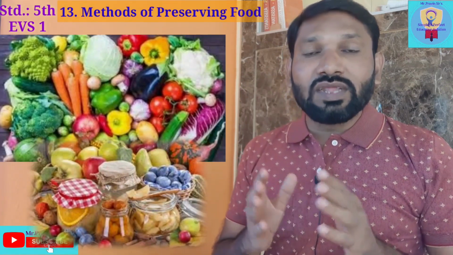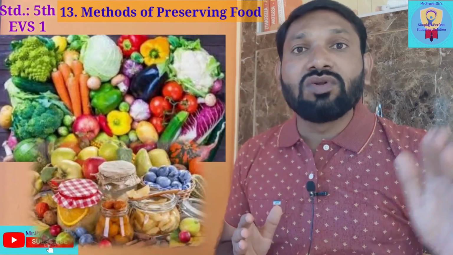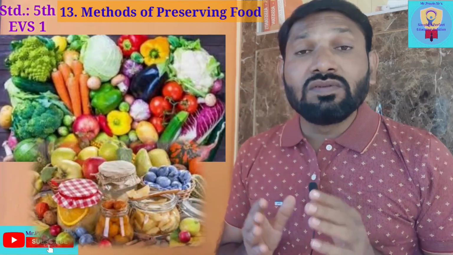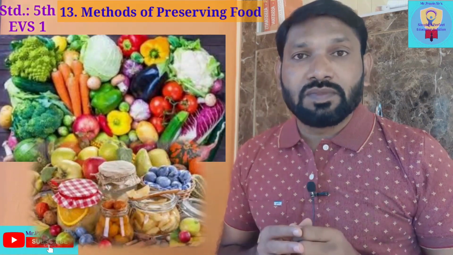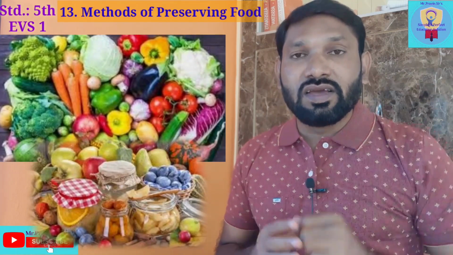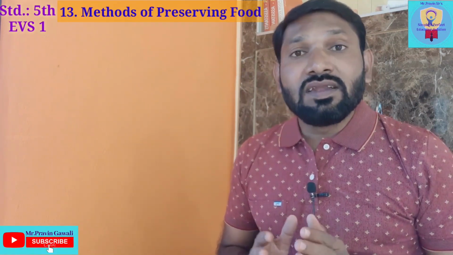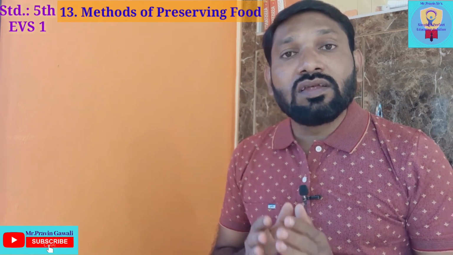For example, you know that we make fruit jams, and fruit jams can be used throughout the year. We make mango pulp, and mango pulp can be used throughout the year. Different juices are available in the market, having different flavors. So we can taste the fruits throughout the year even after the season has passed. Students, have you understood this much?